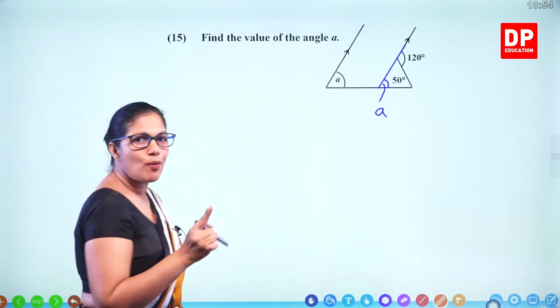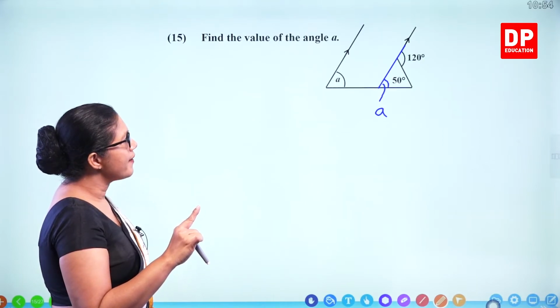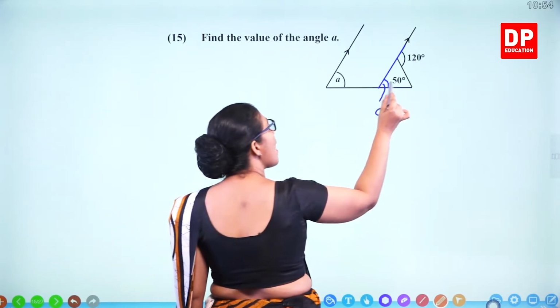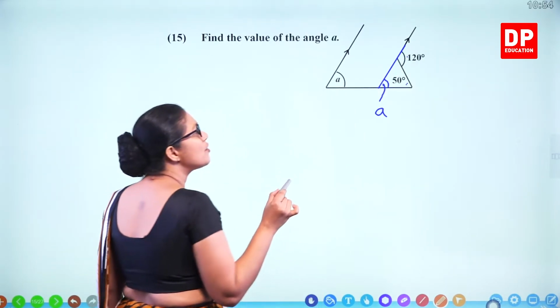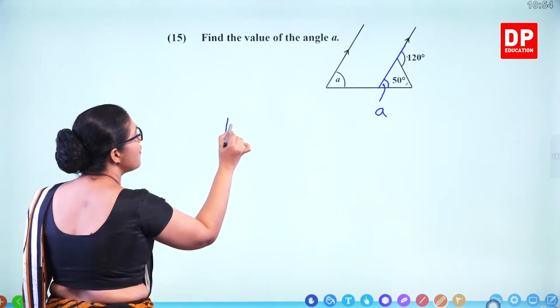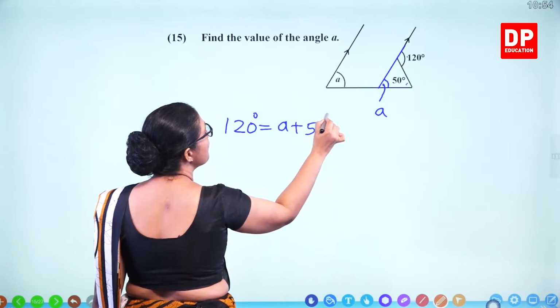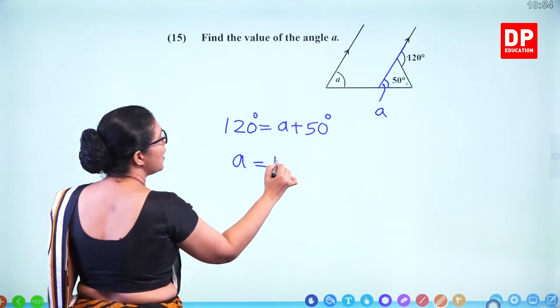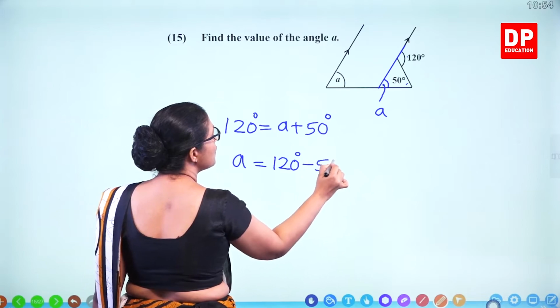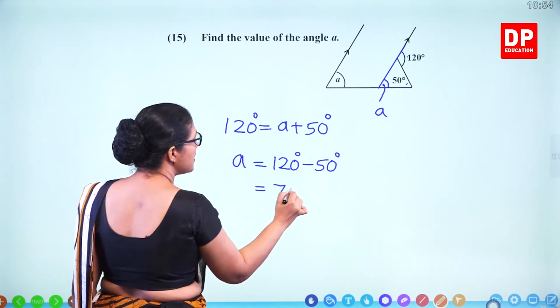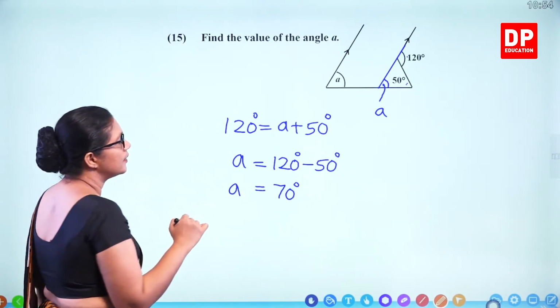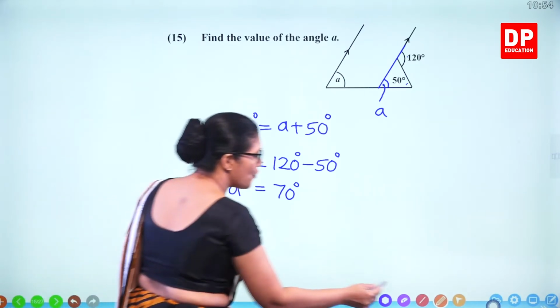If this is A, this is A. Corresponding angles are equal because the two lines are parallel. Then the sum of these two angles is equal to the exterior angle. So 120 is equal to A plus 50. So what's A? 120 minus 50, you get 70 degrees. So 2 marks for that.